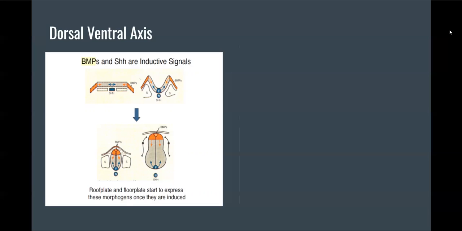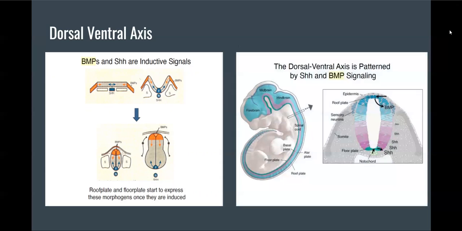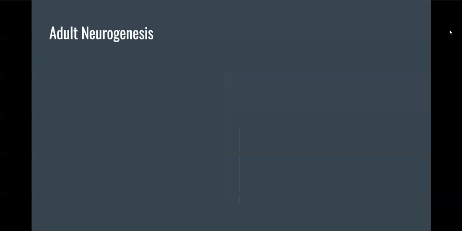Once BMP4 is secreted from the roof plate and sonic hedgehog is released from the ventral portion of the notochord, the mesoderm is finally able to develop ventral fate. This event establishes a dorsal ventral axis for the differentiation of later structures.